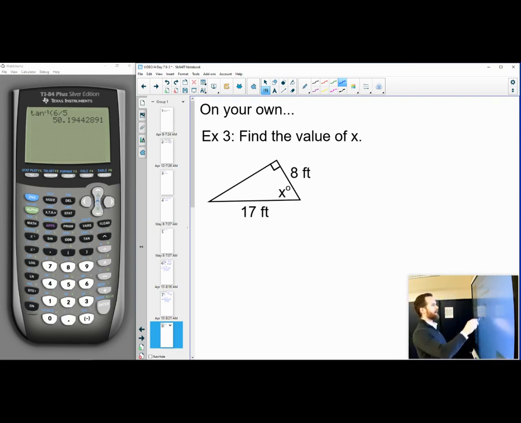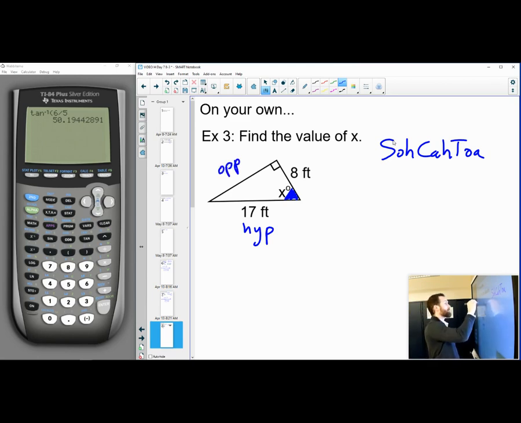Looking at this, we've got to find x. Let's use SohCahToa, since it's a right triangle, and we're looking for an angle, which is our home base, our reference angle. Let's see. The hypotenuse is 17. Opposite is the blank side, which obviously we're not going to use because there's no information there. And the last one, 8, has to be the adjacent leg, which makes sense. It's right there touching our angle.